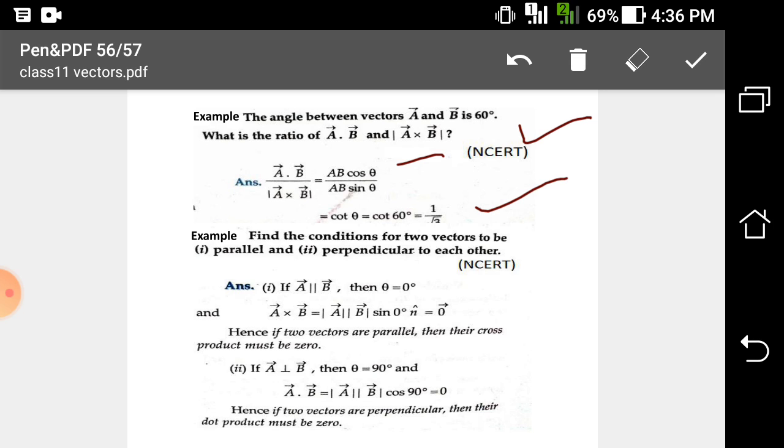The next example is, find the condition for the two vectors to be parallel and perpendicular to each other.